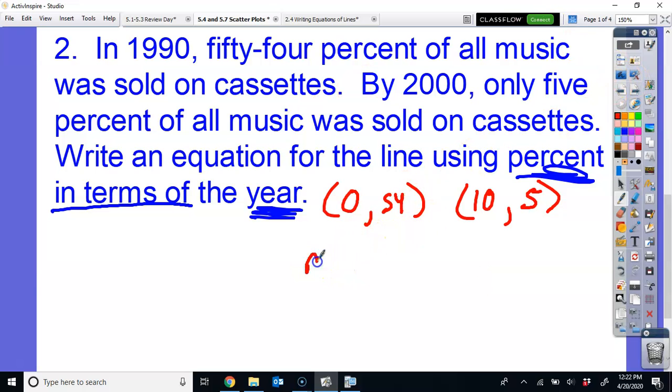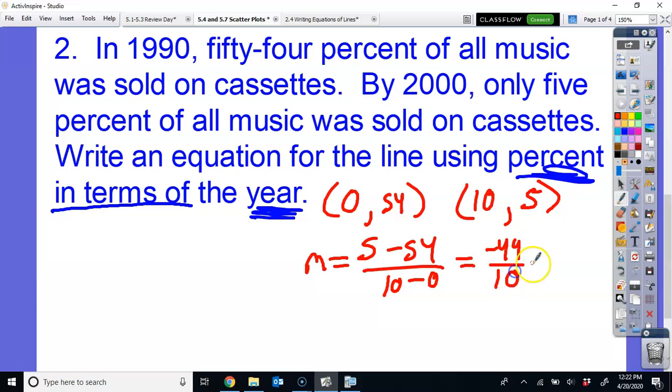So let's find my slope, just like I did before. 5 minus 54 over 10 minus 0, or y2 minus y1 over x2 minus x1. 5 minus 54 is negative 49. 10 minus 0 is 10, so that's negative 4.9. What that means is, if you're looking at the percentage of music that's sold in the U.S., each year the cassette percentage was going down by 4.9% each year. And that should make sense. As technology increased, less and less people used cassette players.